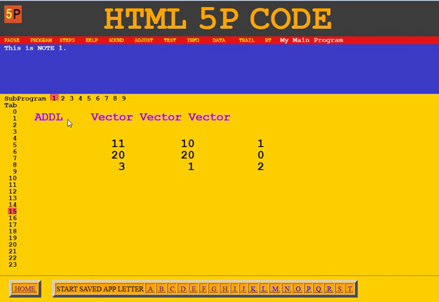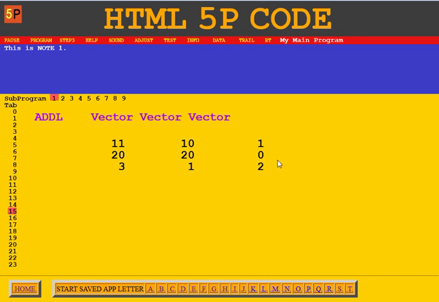This is add list, where all three are vectors. This is a vector at A1, A2, A3. The offsets are always like this. It's A3 offset 0, offset 1, offset 2. They are all that way. There's no offset jumping.